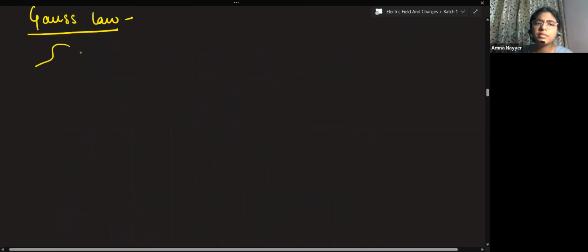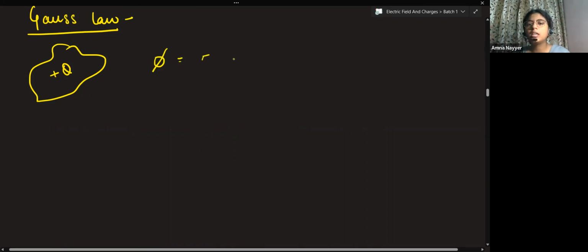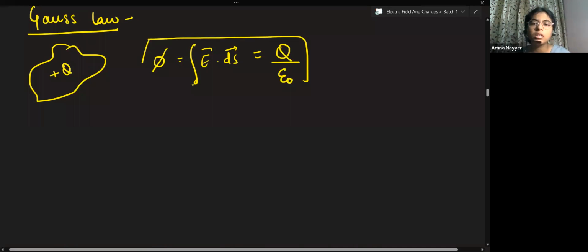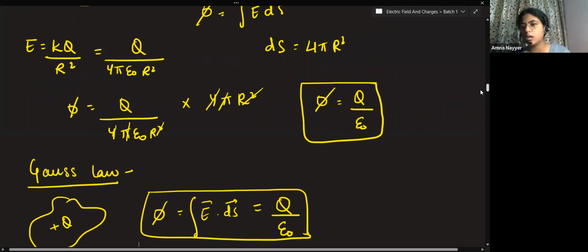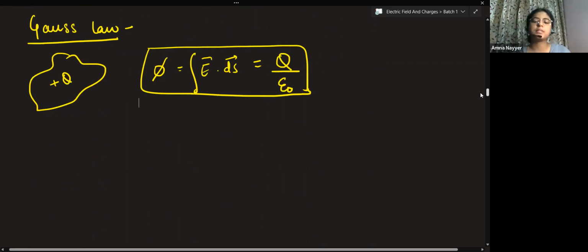If you have any system with you and the charge present on the system is plus Q, Gauss's law says that phi, meaning electric flux, that is E dot ds, will be equal to the result that we have drawn just now. This will be equal to Q divided by epsilon naught. In this question, phi was coming as Q by epsilon naught.